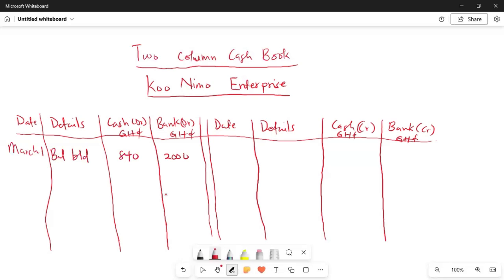On the second of March, they said March 2nd, received a check from K Mensa, which means bank will be receiving, which means you debit. So K Mensa will give it, so you will credit K Mensa's account and debit it at the bank column. So we are going to write March 2nd, K Mensa.